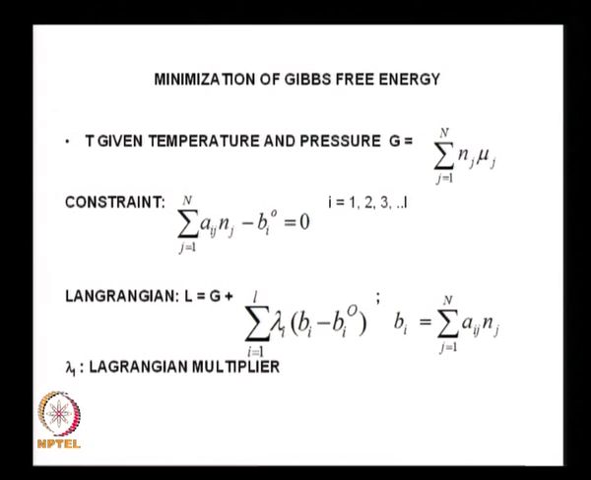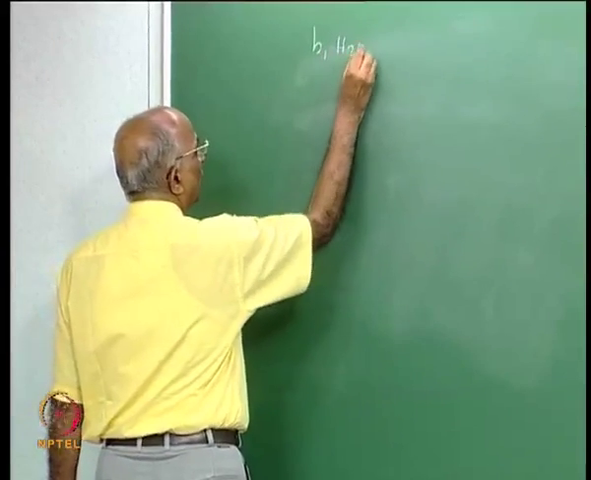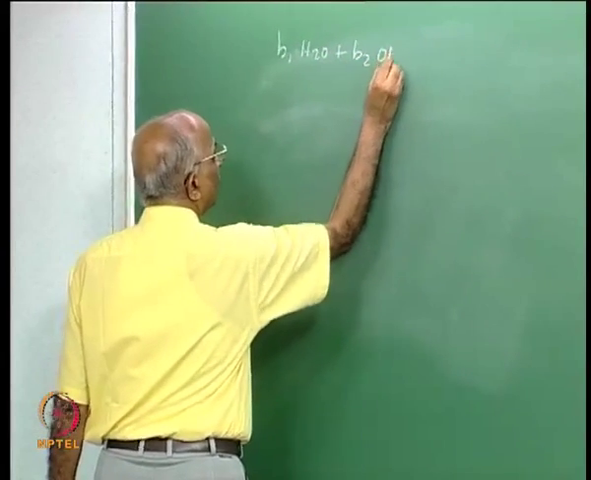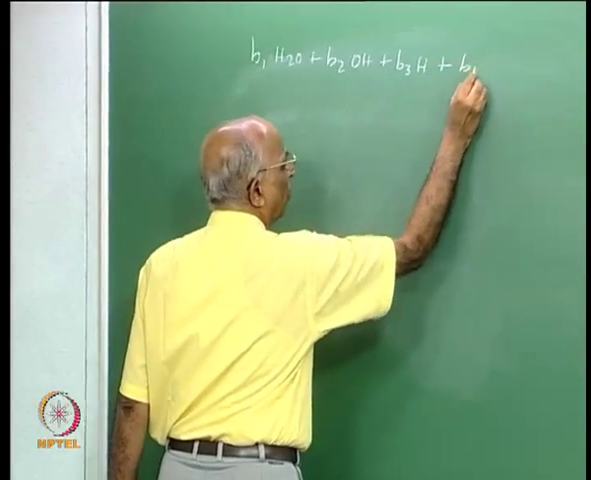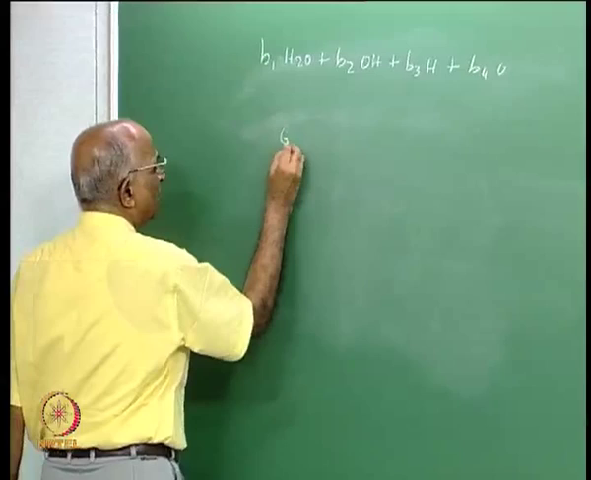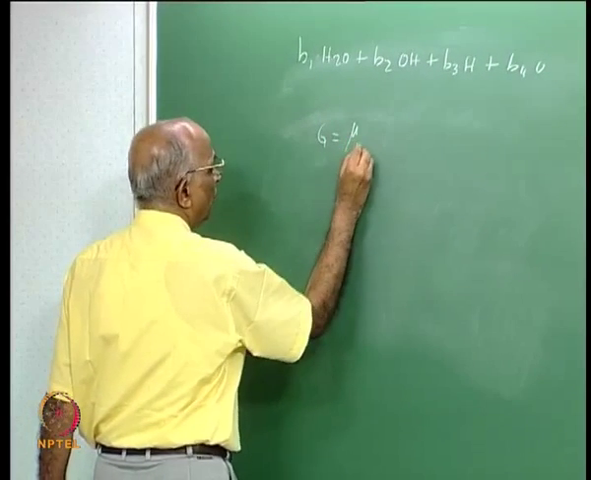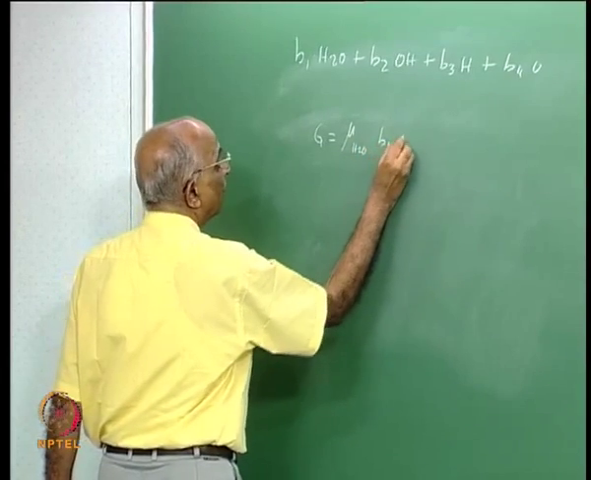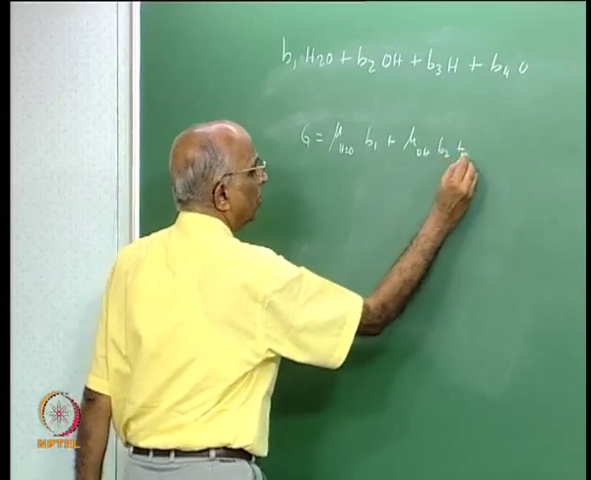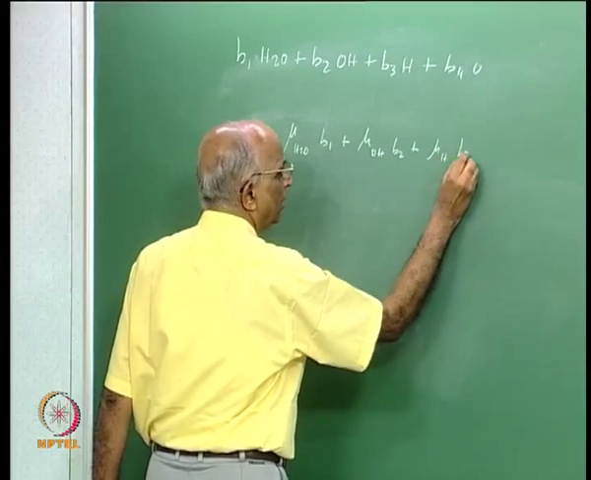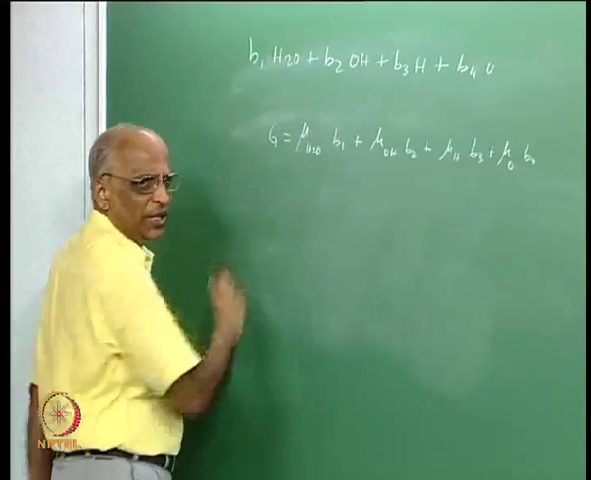For the products which we need to determine, we have B1 of H2O, we had B2 of OH, we had B3 of H, we had B4 of O. Therefore, the total Gibbs free energy is equal to mu of H2O into B1 plus mu of OH into B2 plus mu of H into B3 plus mu of O into B4, right. This is the total Gibbs free energy.